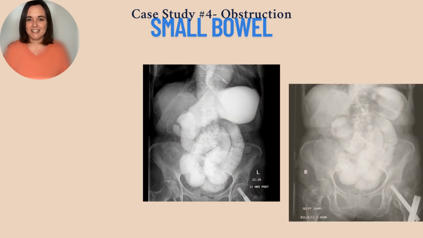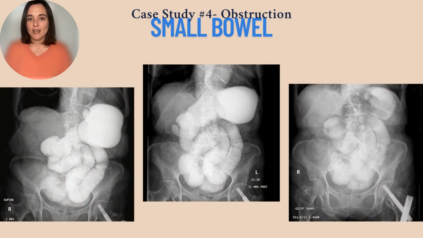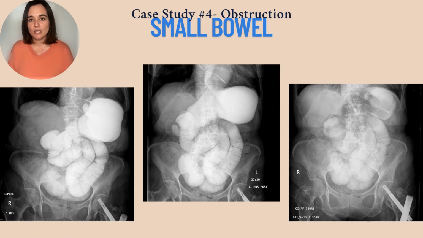Next up is a case study, small bowel obstruction. A patient presents with severe bloating, nausea, and no recent bowel movements. After barium is administered, the follow-through shows dilated proximal small bowel loops with prominent air fluid levels and a sharp transition to collapsed bowel. Textbook mechanical small bowel obstruction.